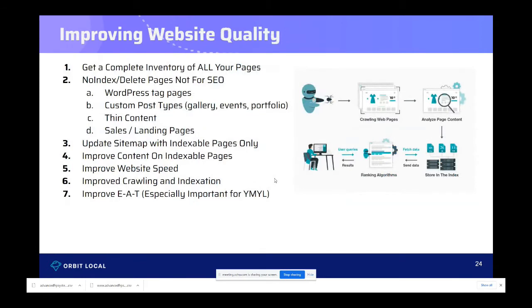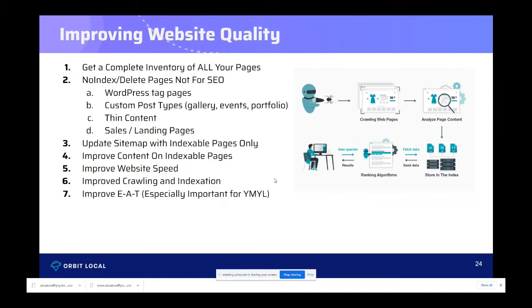So let's talk about how we improve your website quality. The first thing is to get a comprehensive, complete inventory of all your pages. Classify those pages. Are they sales pages? Are they product pages? Are they site info pages? Are they blog pages? Are they about author pages? Whatever those are, just start classifying them, and then you can divide your site into chunks and start really analyzing what you've got.